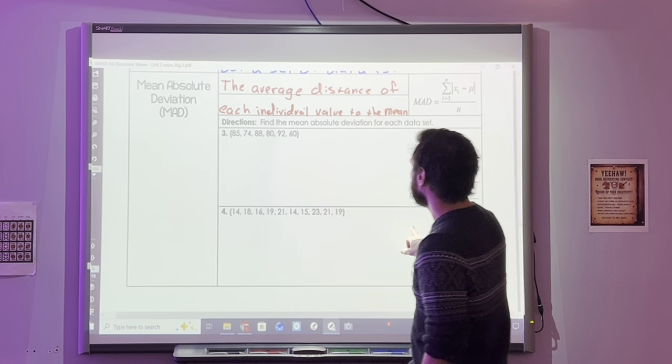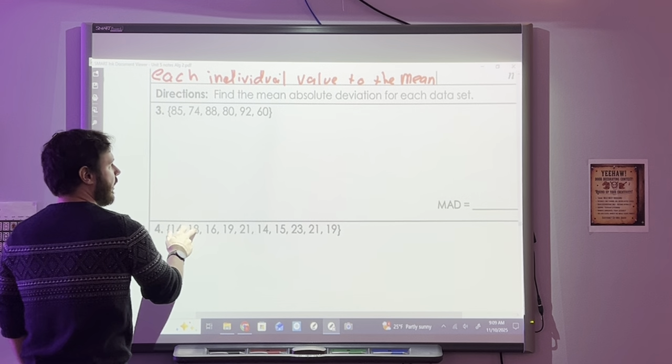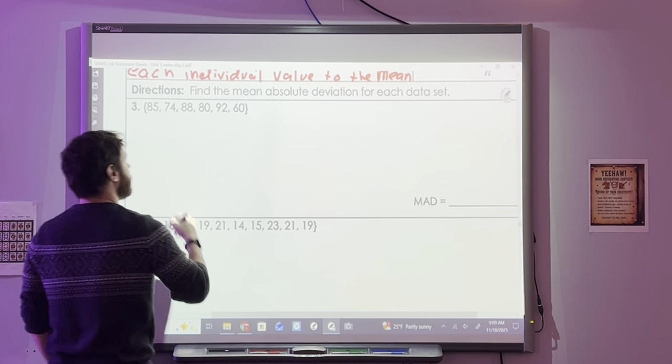Find the mean absolute deviation for this set. So in order to begin to do this, we first have to find the normal mean.